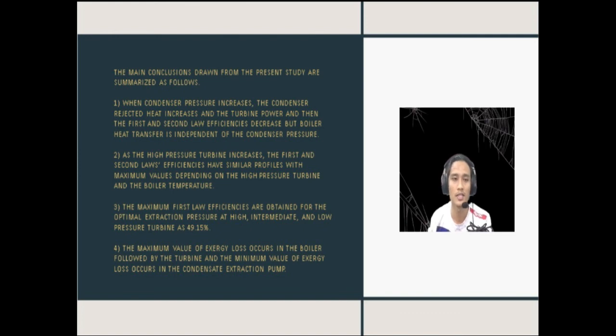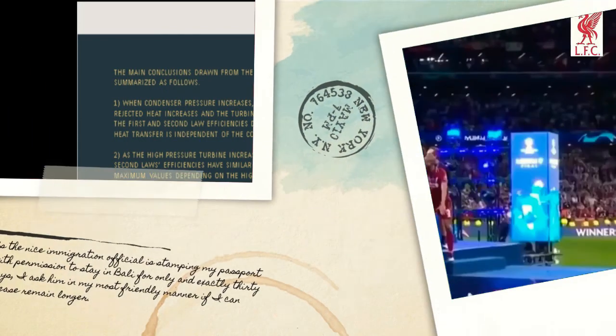Third, the maximum first law efficiency is obtained for the optimal extraction pressure at the high, intermediate and low pressure turbines as 49.15%. And for the last, the maximum value of energy loss occurs in the boiler followed by the turbine, and the minimum value of energy loss occurs in the condensate extraction pump.